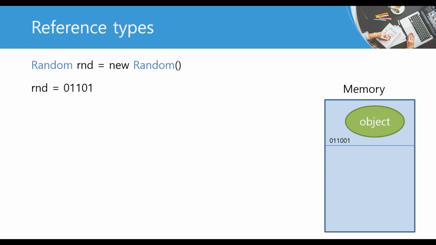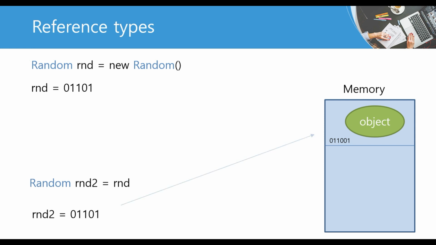Now, what happens, for instance, if we create a new variable rnd2, once again of type Random, and we make it equal to rnd? What happens here is that rnd2 will be equal to the exact same Random object that we created earlier. However, it's important to note that rnd2 will also have as its value the memory location where the object resides. Because remember, the value of rnd is 011001, and the value of rnd2 will be the exact same memory location.